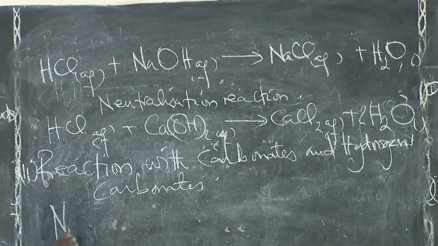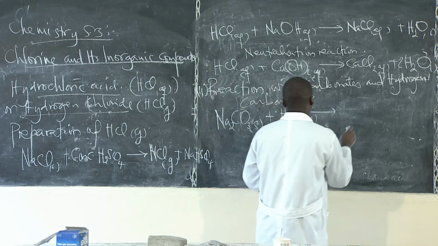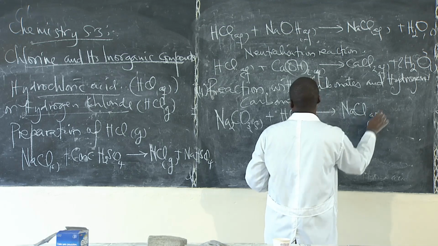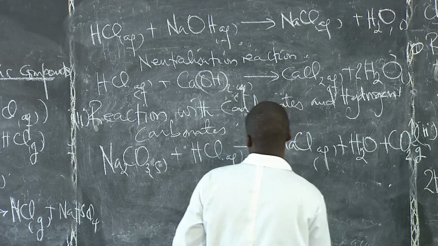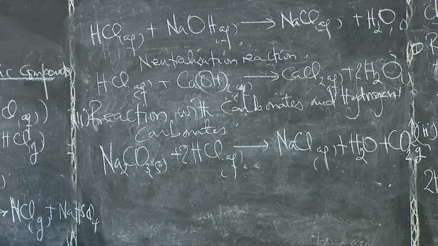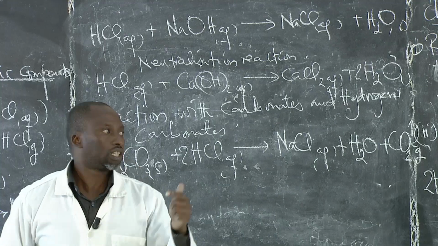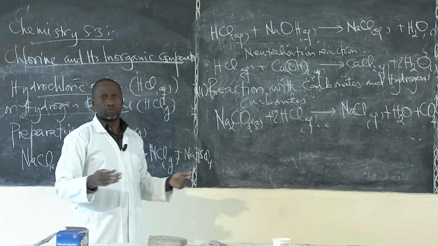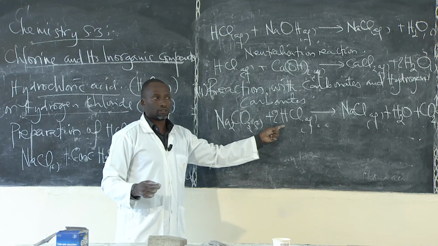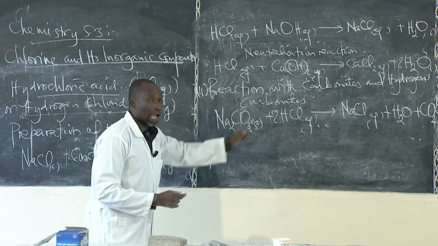So the reaction here, let's use sodium carbonate, which will react with HCl, and this will give sodium chloride plus water plus carbon dioxide gas. So when it reacts with the carbonate, always remember that it will give the salt, water, and carbon dioxide. Acids and carbonates produce water, salt, and carbon dioxide. Remember, this applies to all acids, not necessarily hydrochloric acid.